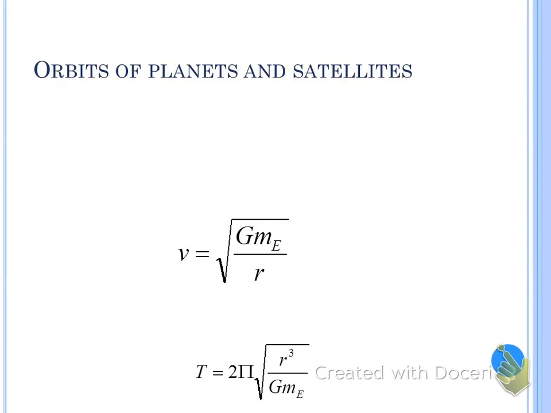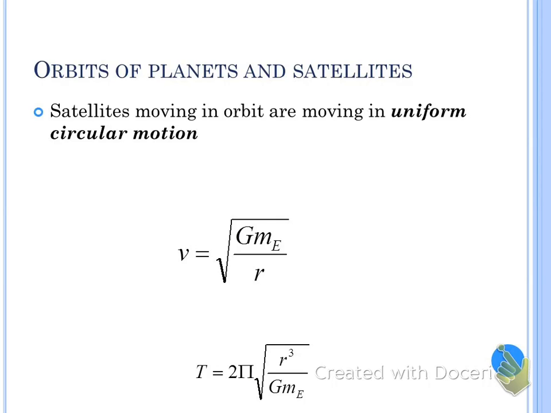Now we're going to start looking at orbits of planets and satellites, things that are orbiting the Earth based purely on their gravitational force from the Earth. So when we talk about satellites in orbit, we're talking about them moving in uniform circular motion.